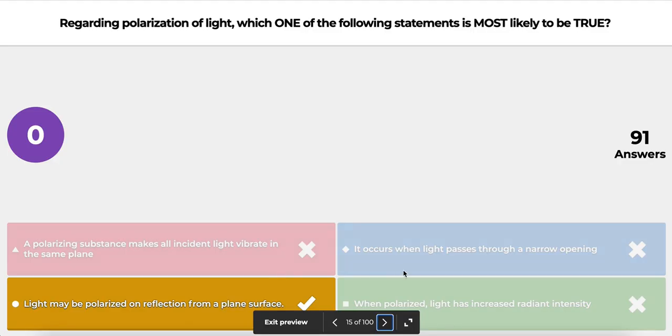Diffraction is what happens when the light passes through a narrow opening, and light may be polarized on reflection from a plane surface like the surface of water. This is right. And when polarized, the light loses some of its energy, or loses some of its radiant intensity.